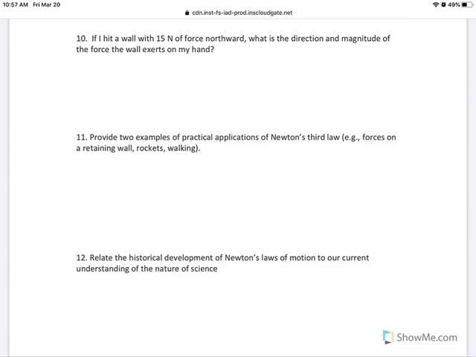Now, number 12 is a little tricky. It says, relate the historical development of Newton's laws of motion to our current understanding of the nature of science. Think of the poster I have at the front of my classroom that says something along the lines of, I can see farther than others by standing on the shoulders of giants. That's one of Newton's famous quotes. Basically, he used the information from previous scientists to build up what he knew. And that's kind of how we use Newton's laws of motion. In the historical development of Newton's laws of motion, we use our previous knowledge to build upon and to improve our future, and understand the nature of science now.